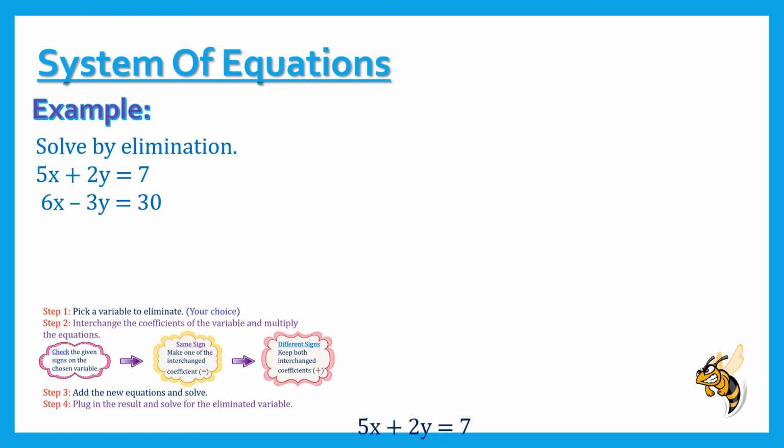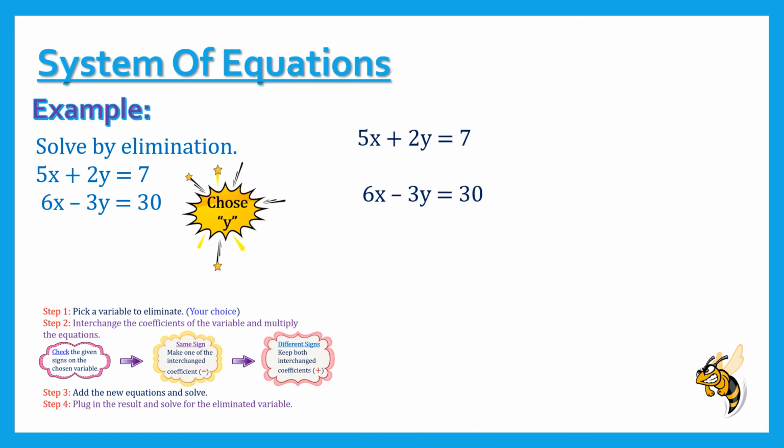Instead of choosing x, I chose y. So the only thing important to me are the coefficients on the y, so the positive 2 and the negative 3. If I analyze those two coefficients, one is positive, one is negative. They are not the same sign. So because they are not the same sign, both of the interchanged coefficients need to be the same sign. And we're going to keep them positive because it's easier to work with positive numbers.